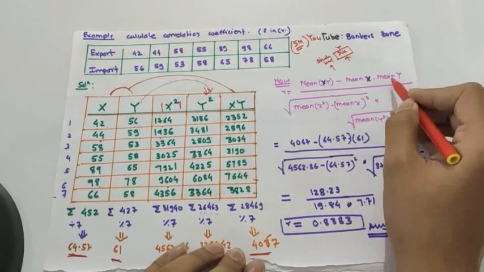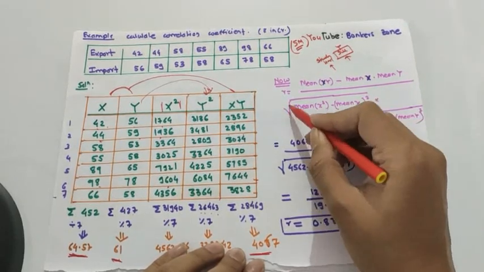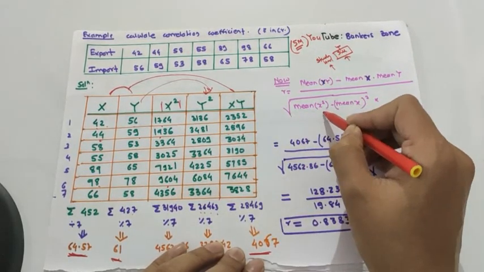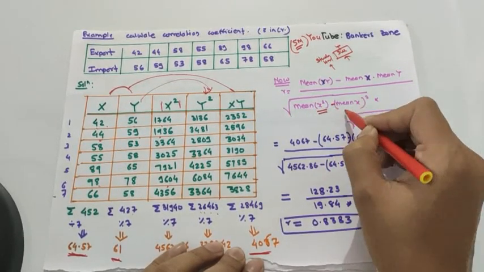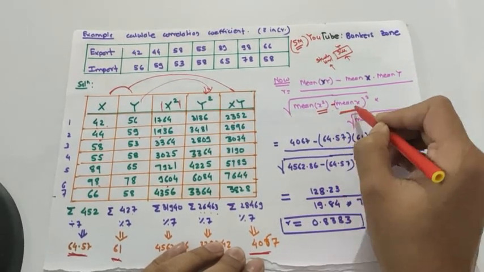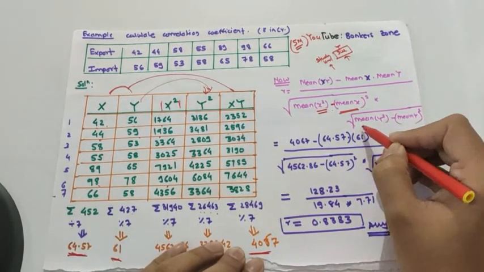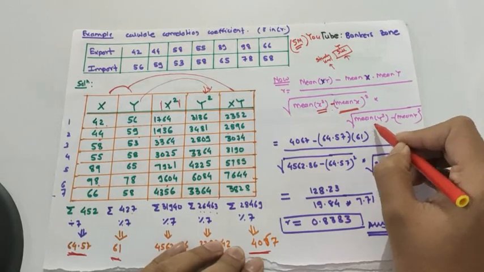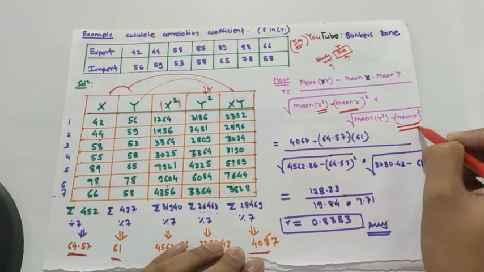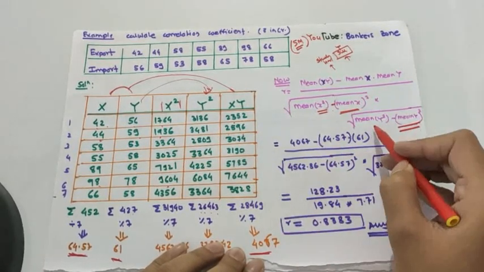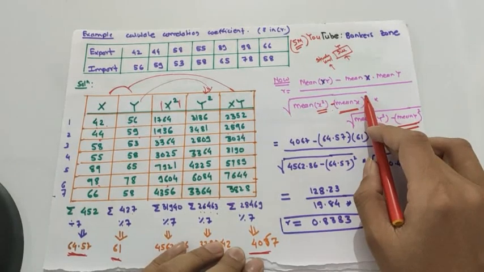In this fashion you remember, divided by under root of, what is the first under root? Mean of x square minus mean of x whole square. Similarly for y, under root of mean of y square minus mean of y whole square. You have to remember this formula. Once you remember the formula, you can solve any numerical of the correlation.